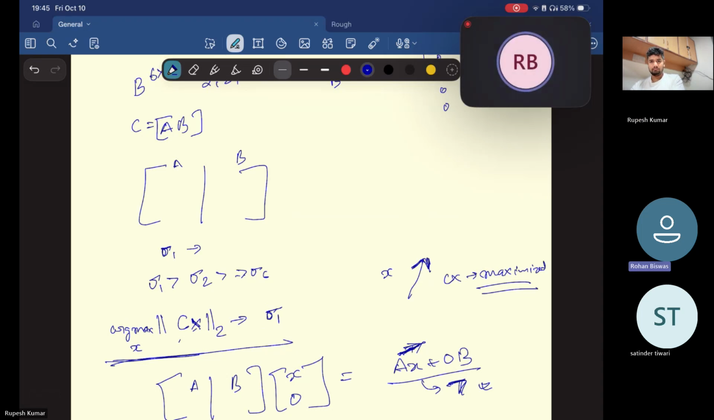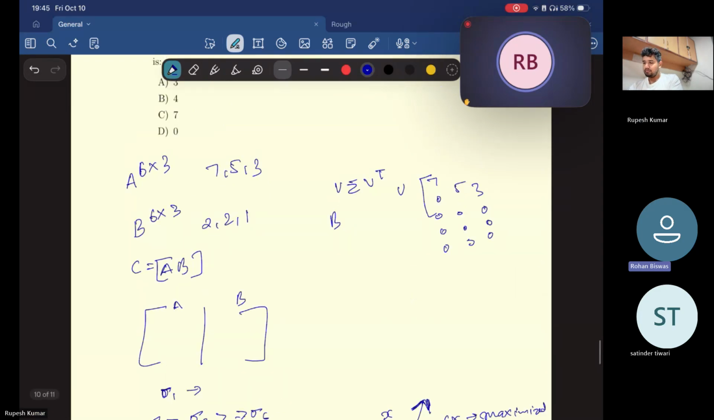So with the diagonal example that I formed, I got 7 as the answer. That is, first matrix A is diagonally placed 7, 5, 3, and second matrix B is diagonally placed 2, 2, 1.